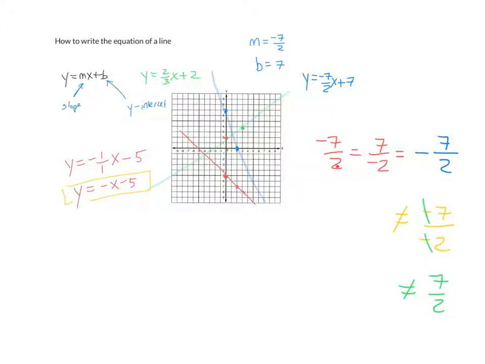It's like this equals that, but it doesn't equal this, and it doesn't equal that, okay? Because it's +7 over 2. We're looking for a -7 over 2. So all of these work with each other. These are literally 3 different ways of writing the exact same negative fraction.